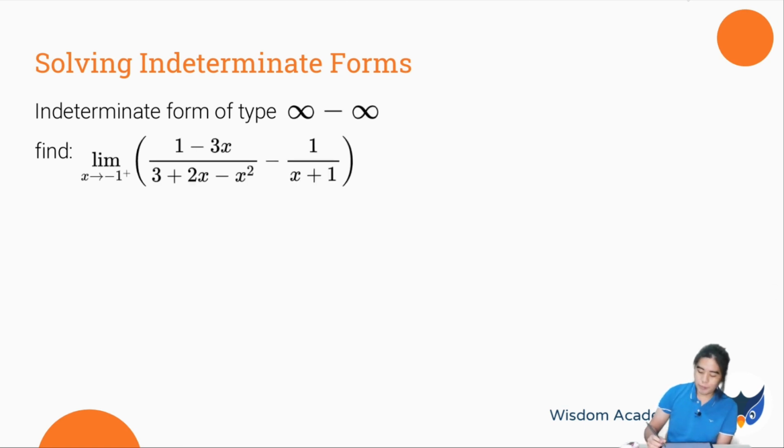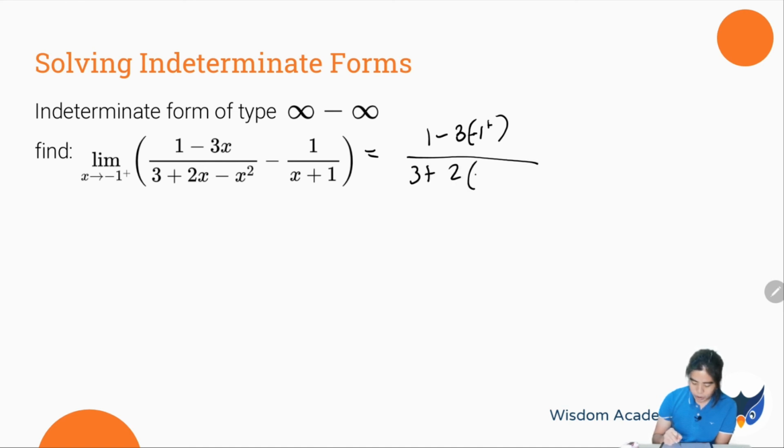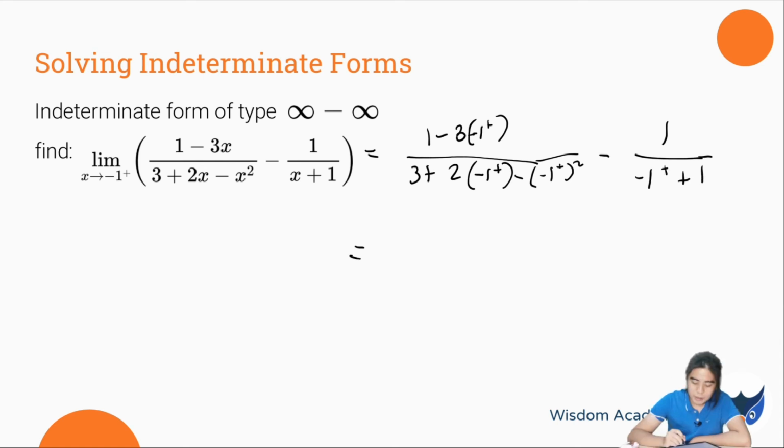So, indeterminate forms of type infinity minus infinity. Check muna natin kung infinity minus infinity nga yung makukuha natin dito. So, first, use direct substitution. Maging equal sa 1 minus 3 times negative 1 to the right, then 3 plus 2 times negative 1 to the right minus negative 1 to the right squared minus 1 over negative 1 to the right plus 1. So, dito makukuha tayo ng 4 over. Since yung denominator natin, medyo malilito tayo kung gagamitin lang natin yung signs na to. I suggest na gumamit tayo ng value na near negative 1 pero greater than negative 1. So, for example, negative 0.9.